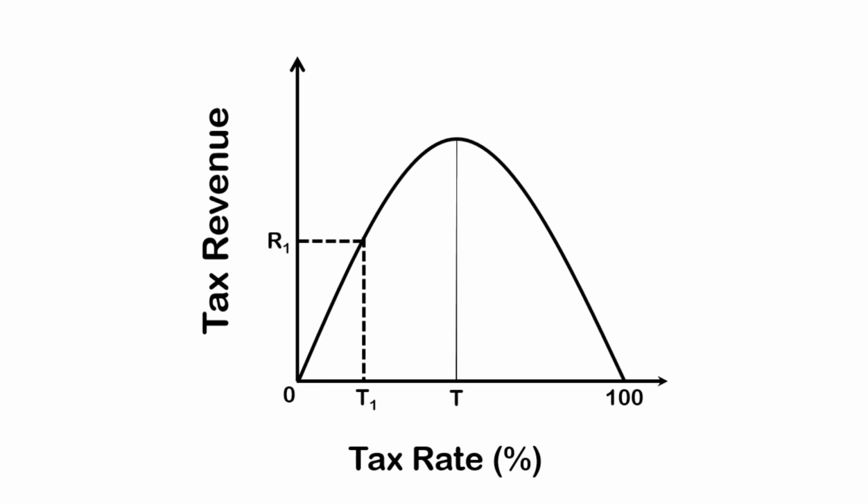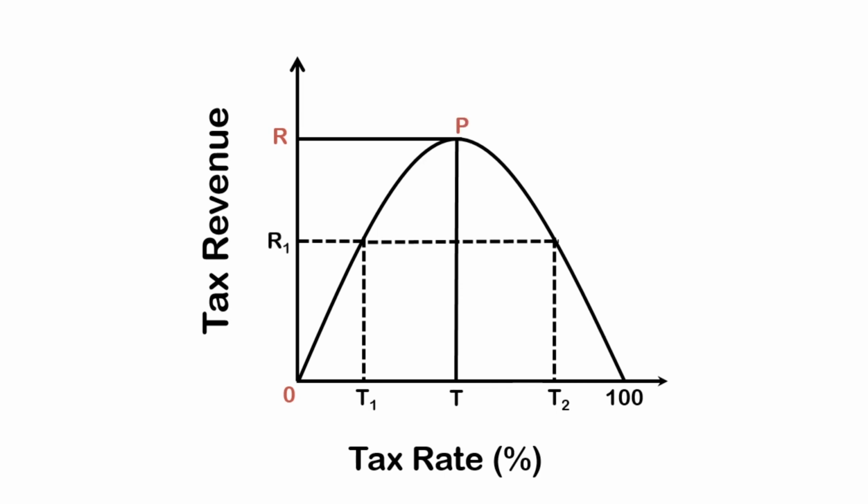When the tax rate is increased from OT1 to OT, the revenue also increases from OR1 to OR. The tax revenue reaches the point P, which is the optimum level, and the tax revenue is maximum at OR. When the tax rate increases to OT2, the tax revenue will start to decline to OR1.